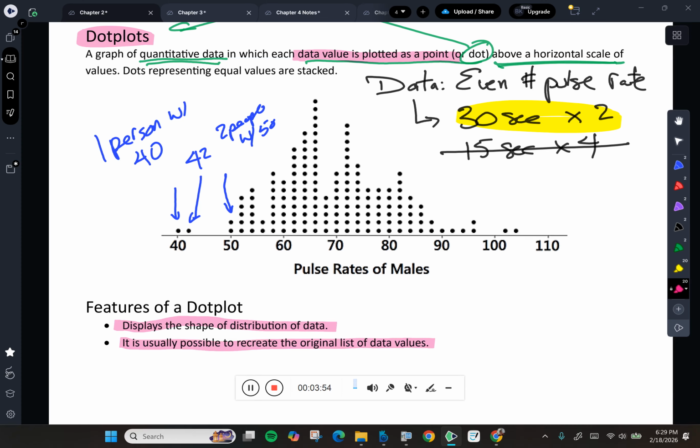So much so that I was able to see that there was an issue, that every pulse rate was even, and I could tell that it wasn't a times 4, that it had to be a times 2. So one of the values of a dot plot is that while it does give you the shape of the distribution, like a histogram does, it also allows you to recreate the original data list. Isn't that interesting?